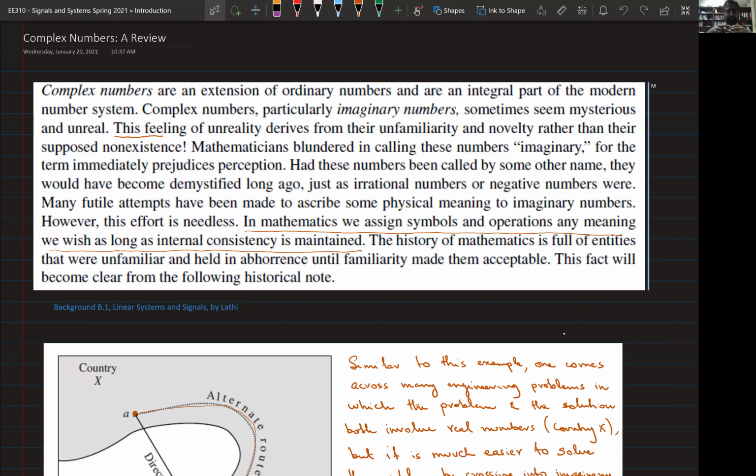Okay, so let's begin. We were talking about a review of complex numbers, and one of the things we talked about in the last class was why complex numbers are necessary.